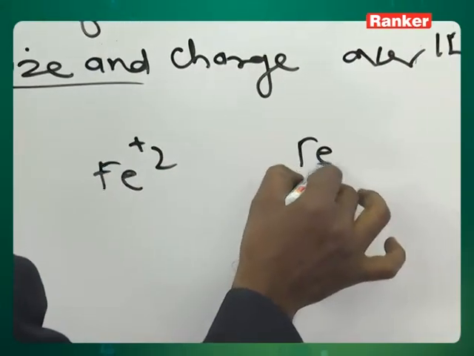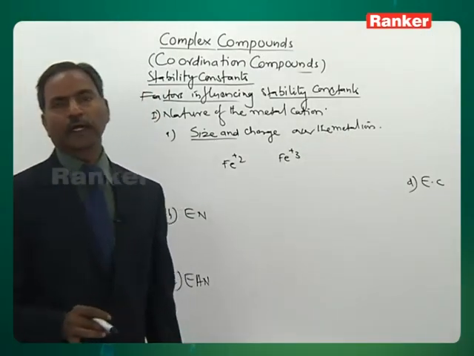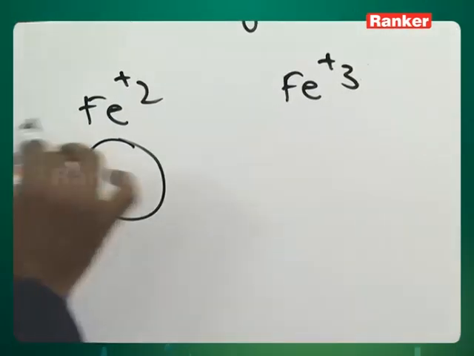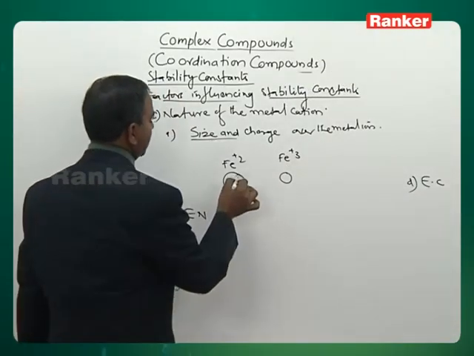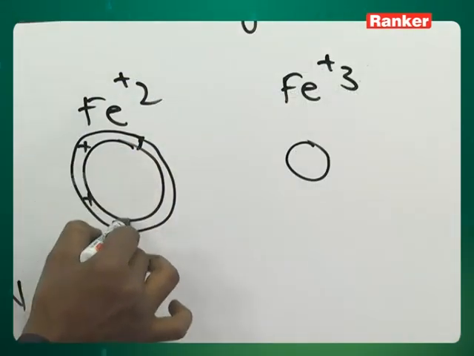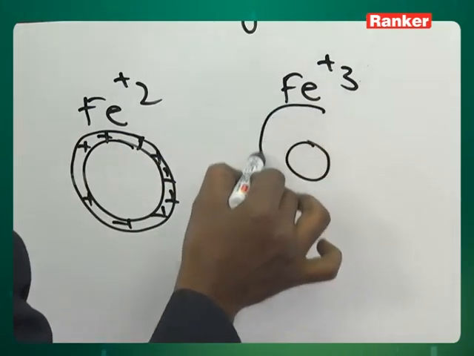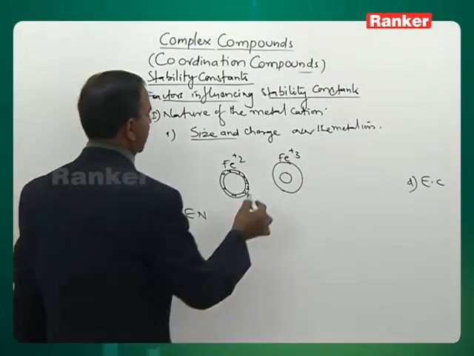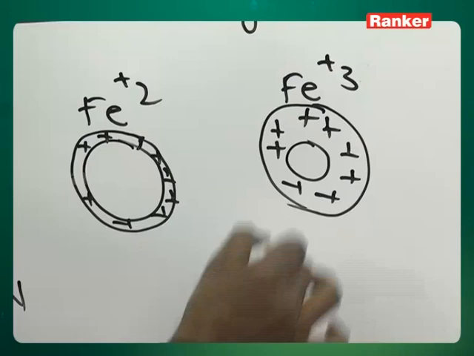Consider Fe plus 2 and Fe plus 3. You can easily say Fe plus 3 is smaller in comparison to Fe plus 2. Let me write: this is much bigger and this is a little smaller. And moreover, it is carrying plus 2 charge. The charge density around it is thin. But here Fe plus 3 is smaller in size, possessing greater charge density. The charge density around it is very high, thick.